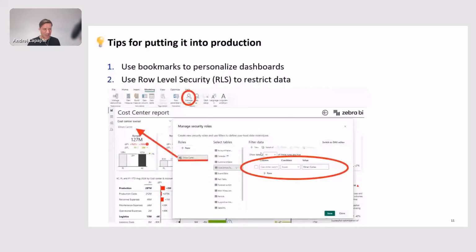I would just add maybe two quick tips. Number one, the bookmarks. Power BI has a concept of bookmarks, which is great for personalizing the dashboard. Tip number two, use row level security, RLS, to restrict data for certain people. If this is needed. If you have an open culture, that's great, I think that's even better, but many times this is required.